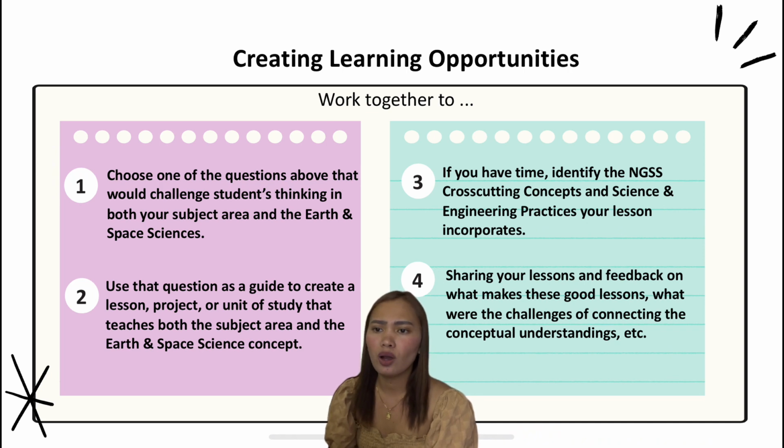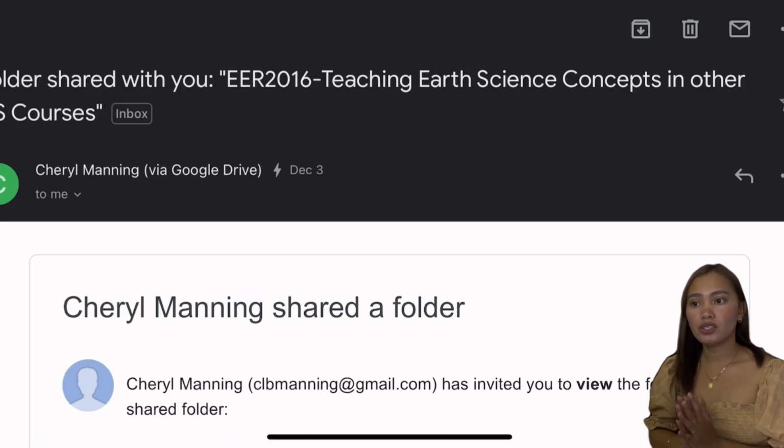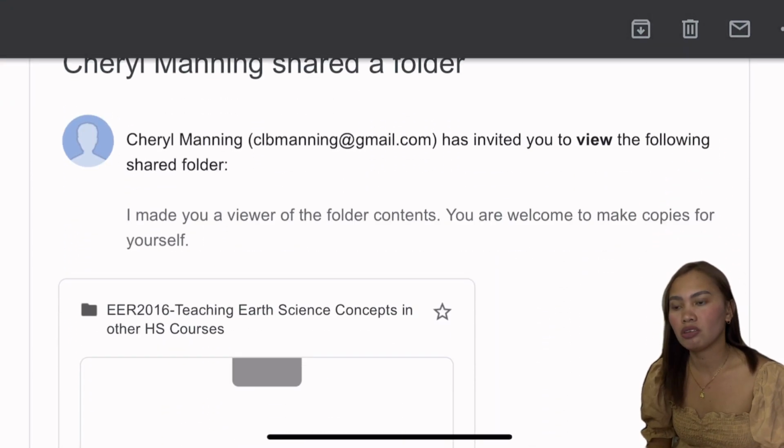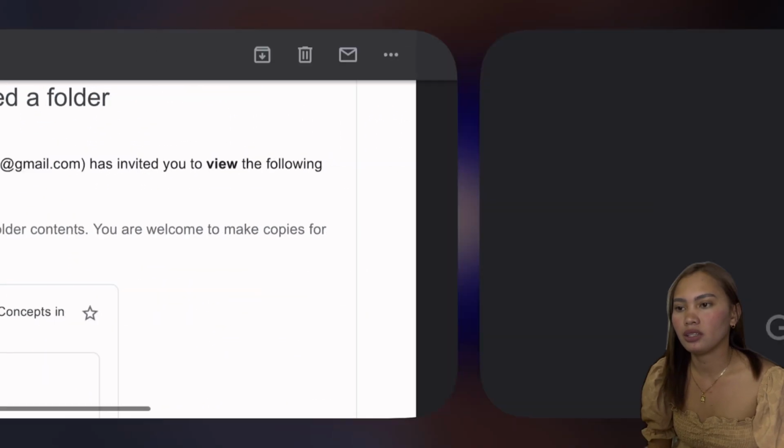Third, if you have time, identify the NGSS cross-cutting concepts and science and engineering practices your lesson incorporates. Last one, sharing your lessons and feedback on what makes these good lessons. What were the challenges of connecting the conceptual understanding, etc.? For us to better understand the workshop, I will show you the actual activities they created.